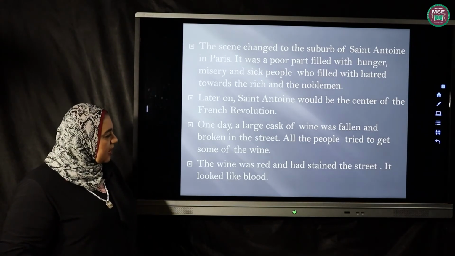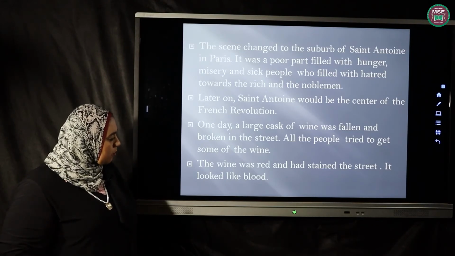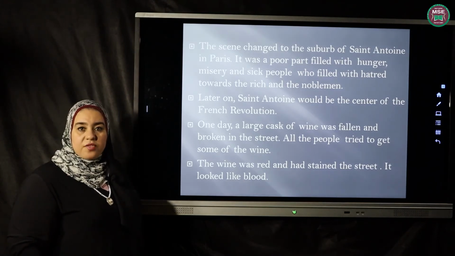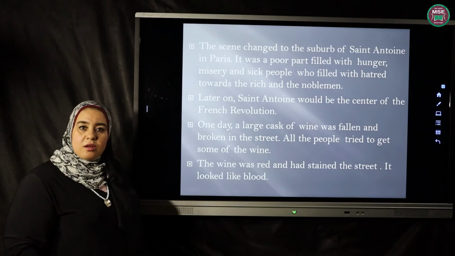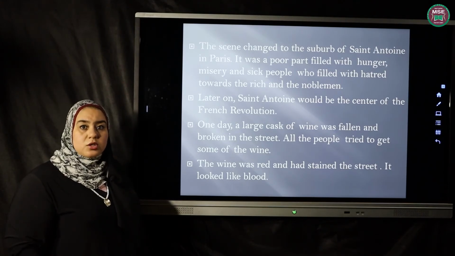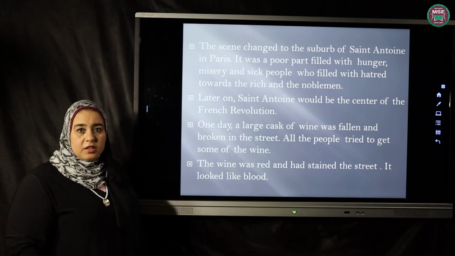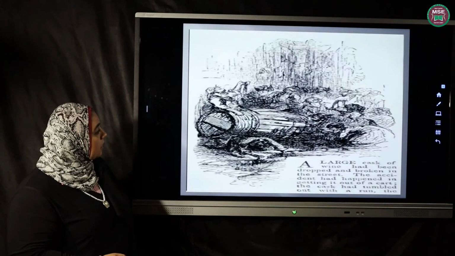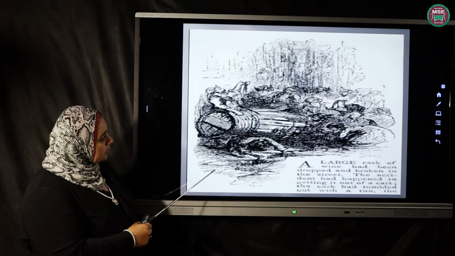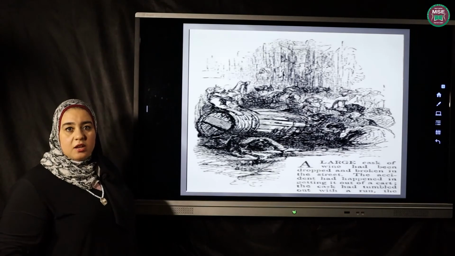The wine was red and had stained the street. It looked like blood. It changed the color of the street into red, and it is similar to what is going to happen later on. When the revolution began, all the streets are going to have the red color because of blood and because of killing. This is a picture of the people when the cask of wine had fallen and they were trying to get any drop of wine.